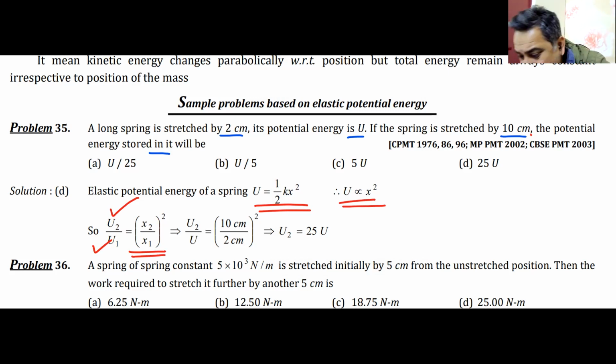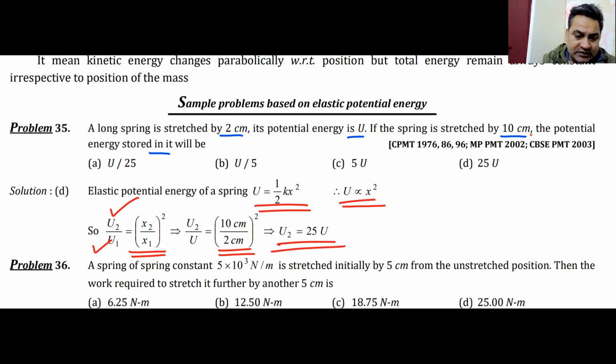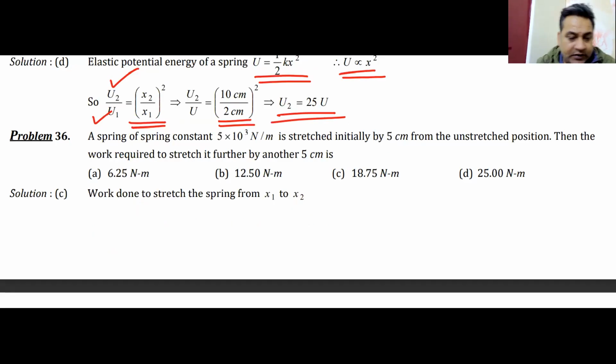If the spring is the same, k will remain the same. Energy is proportional to x squared. So u2 by u1 will be x2 by x1 squared. x2 is 10, x1 is 2, 10 by 2 is 5, 5 square, so energy will become 25 times the original value. Am I clear? These are the types of questions that you're going to get. Pretty straightforward. Do we understand this? Yes or no?